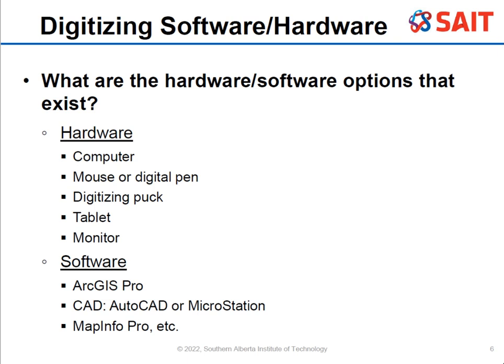Sometimes a tablet is important, and sometimes those tablets are not like what we consider a tablet with a glowing screen. They're actually just like a board that has some system in it that when you bring your mouse or the digitizing puck over it, it actually creates the digitizing. And then a monitor, so a computer monitor to be able to see.